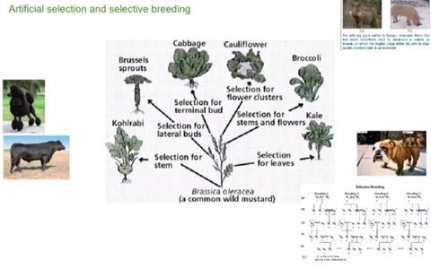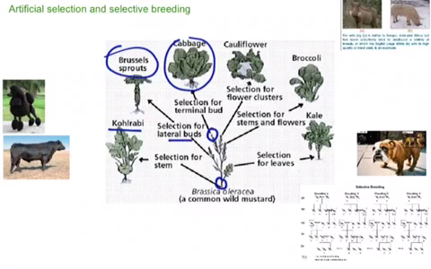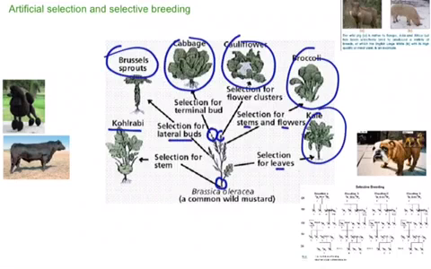We can see that selecting for the stem has given us this particular vegetable, kohlrabi. Selection for the lateral buds of the wild mustard has given us Brussels sprouts. Selection for the terminal buds, that's the buds at the end of the wild mustard, has given us cabbages. Selection for the flower clusters in the wild mustard has given us cauliflowers. Selection for the stems and the flowers of the wild mustard has given us broccoli. Selection for the leaves has given us kale.